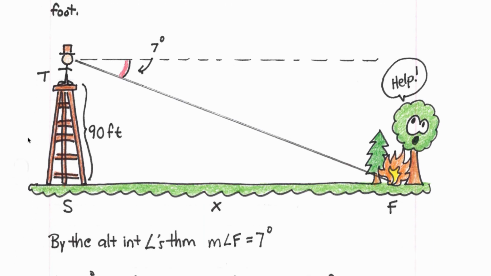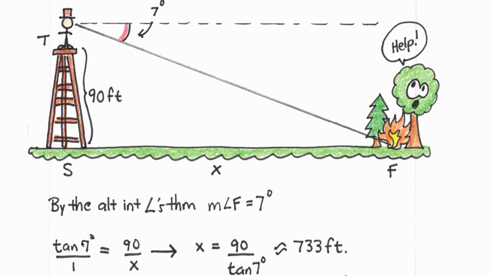So here's our cute little picture. T is the top of the tower. S is the base. F is the point where the fire is, and so x represents the horizontal distance. Now, since the ground is horizontal, or is parallel to this horizontal line, that means that angle F must also be 7 degrees by the alternate interior angles theorem.